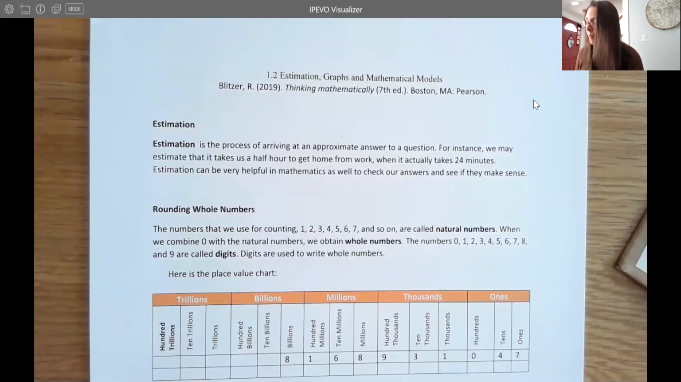Estimation can be very helpful in mathematics as well to check our answers and to see if they make sense. So estimation is really twofold. First, it allows us to approximate our answers, usually rather quickly, so we can often do the math in our head. But second, it gives us an easy way to see if our actual answers are in the ballpark and if they make sense. So estimation is a really great tool.